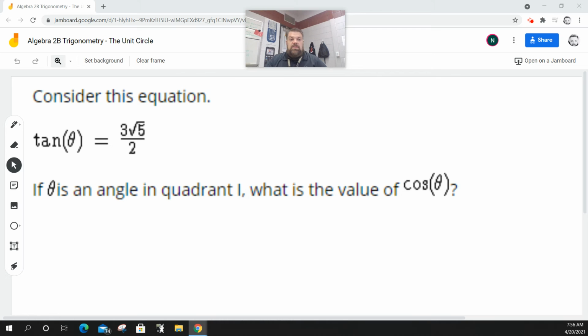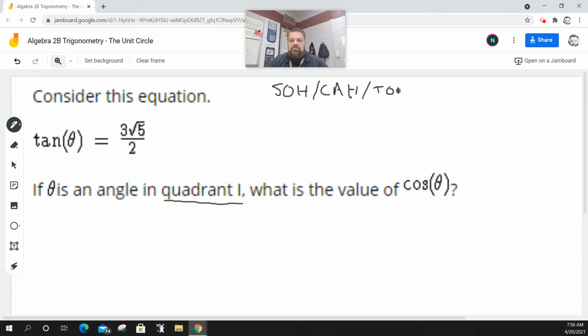All right, cool. So for this one, they're giving us all the clues that we need. All right, so this is theta lives in quadrant 1, and they want us to find cosine of theta if tangent of theta is this. So now remember, SOH CAH TOA is the mnemonic device. That's a fancy word for a thing that helps us to remember.